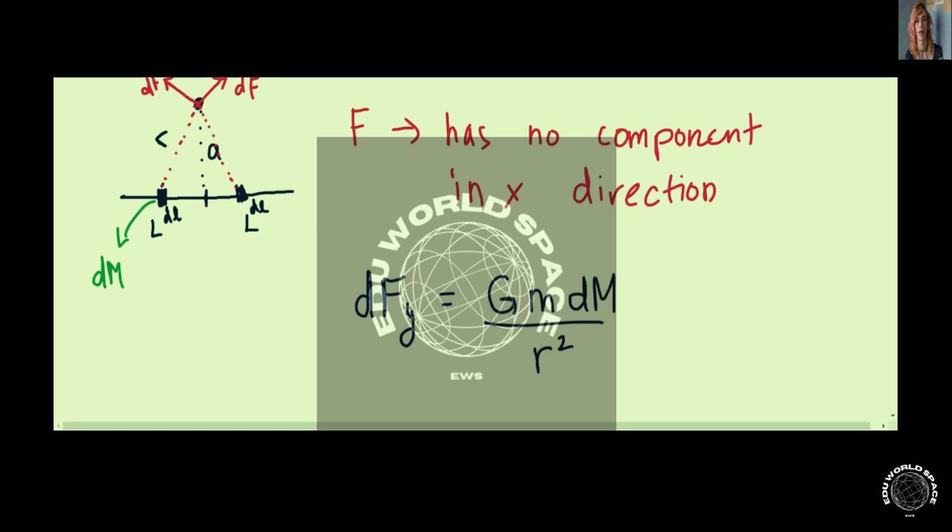And then to get the y component, we're going to notice this angle theta is the same as this angle inside the triangle over here, right? So of course we want to take the y component here and we're going to multiply by cos theta to pick that out.